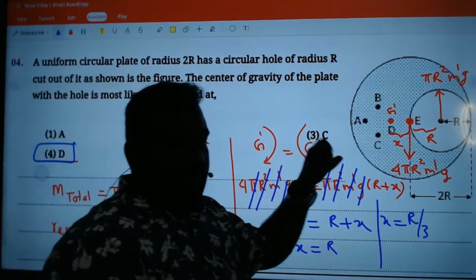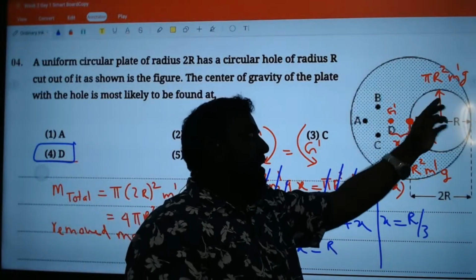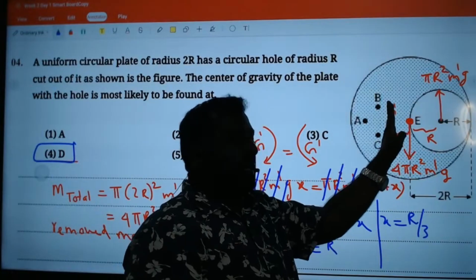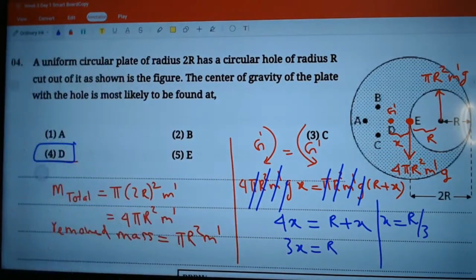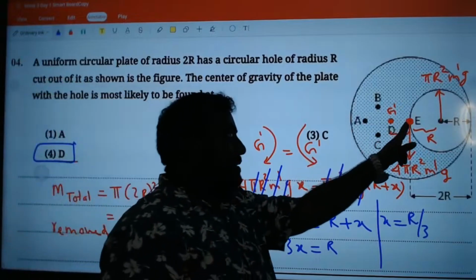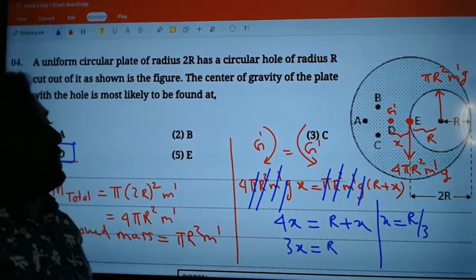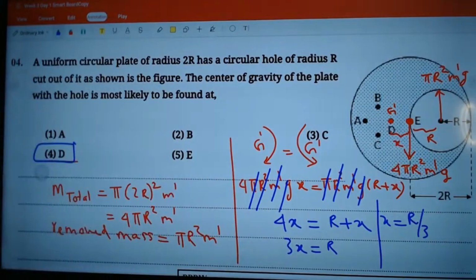Remember, without the mathematics you can do this. When a mass is removed, the center of gravity will slightly shift towards the left.